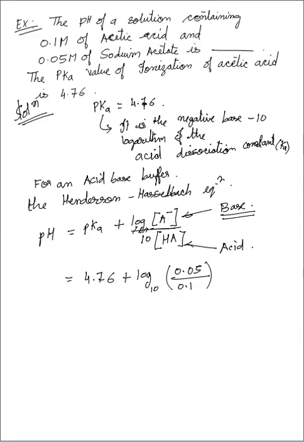So here also use your calculator and find out the value. So the resultant pH will come as 4.459, equivalent to, we can write 4.46.